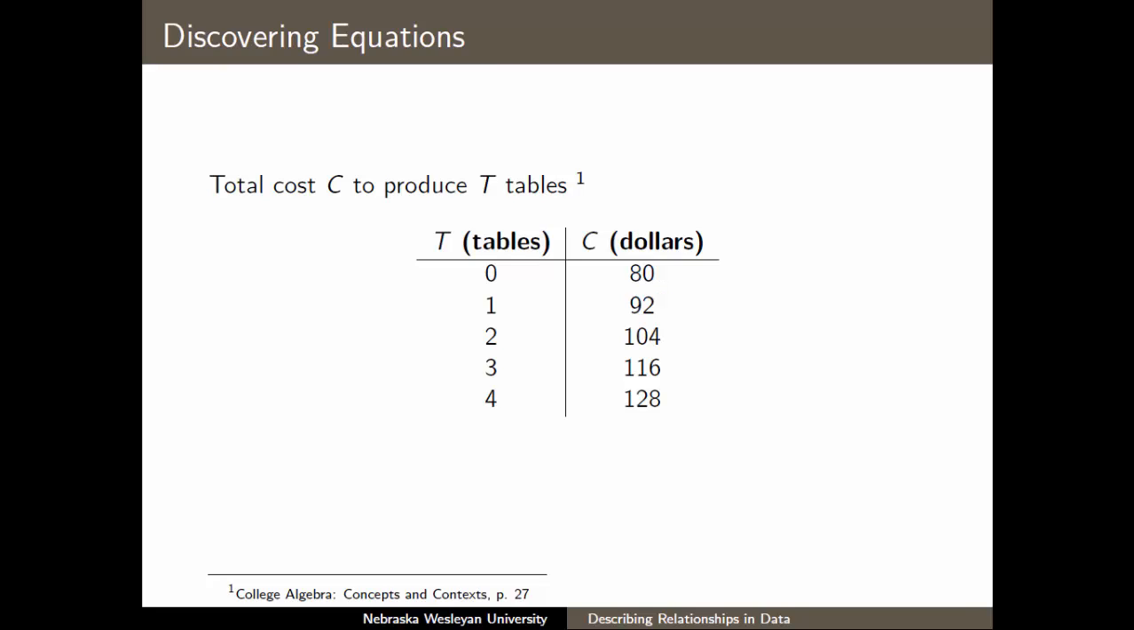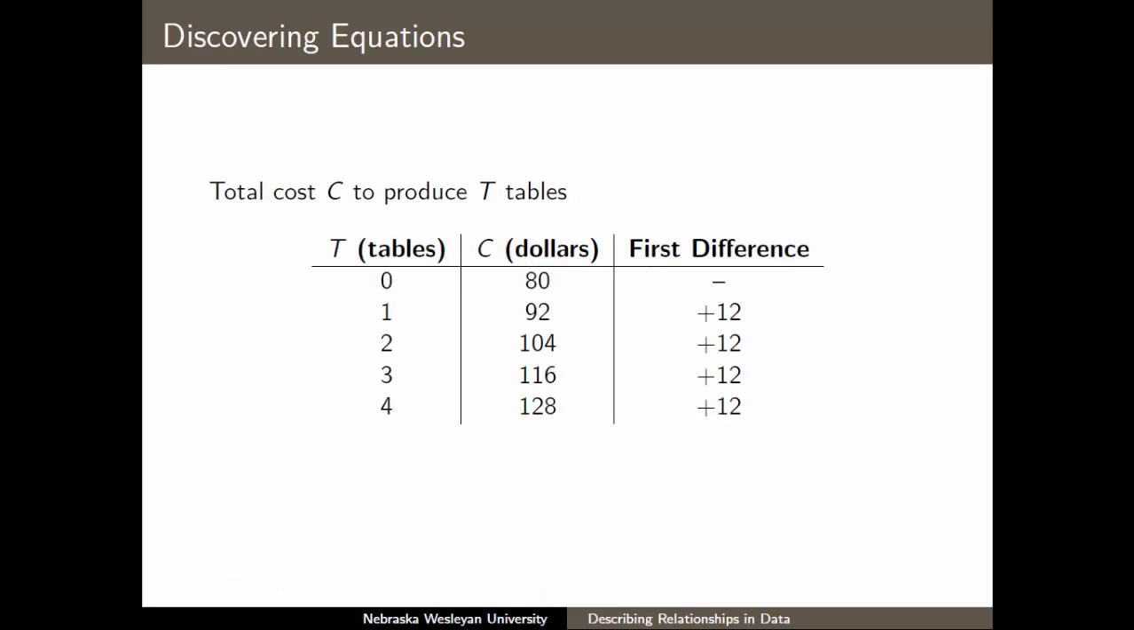The data says that if we don't produce any tables at all, we still spend $80. These are fixed costs having to do with maybe purchasing the tools or purchasing other kinds of supplies. Even if we don't make any tables at all, we still have to spend this money. To produce one table is $92, to produce two tables is $104, and so on. And we'd like to look at these costs and try to identify some kind of pattern and describe that pattern.